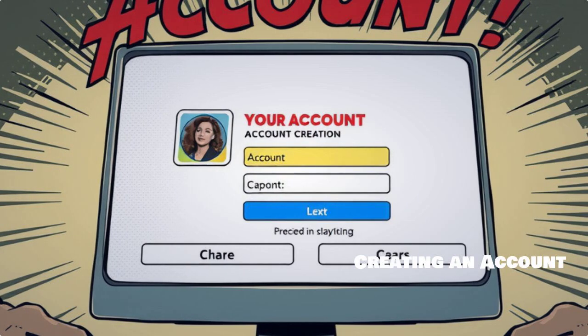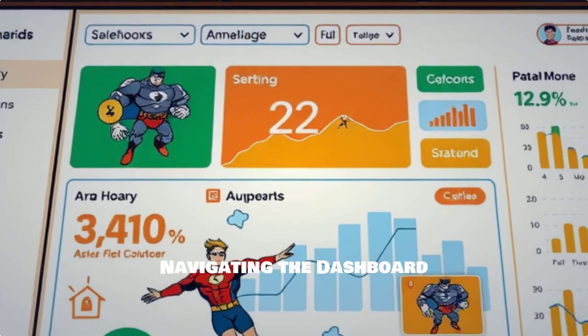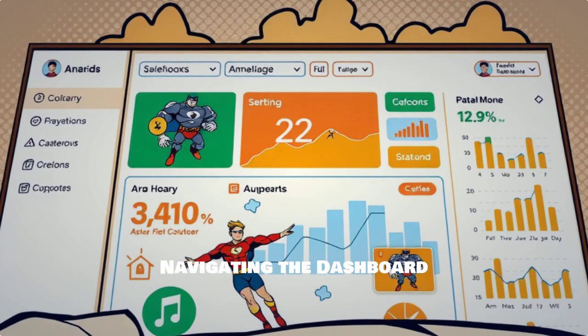Head to the Trendspider website and fill in the required fields to get started. Once you have created your account, you'll land on the dashboard. This is your command center for all trading activities.